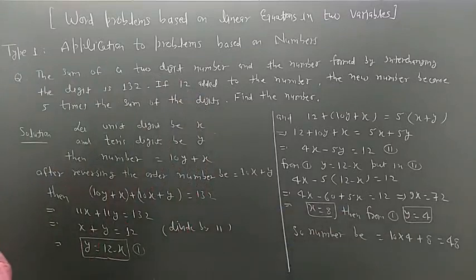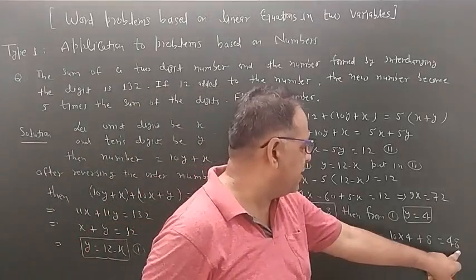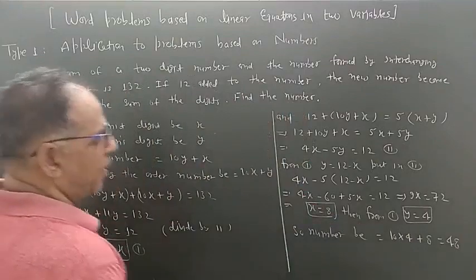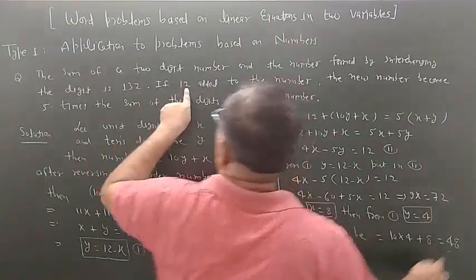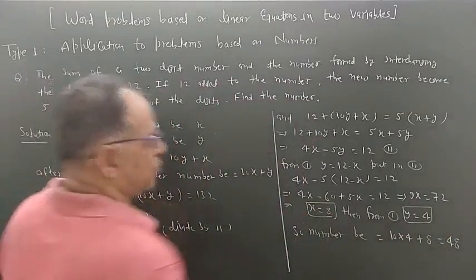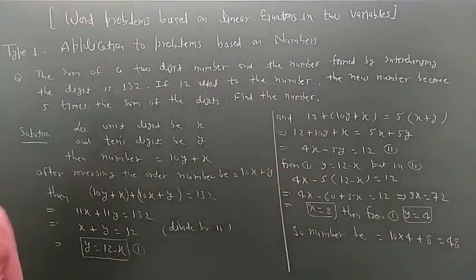If we want verification, 48 after interchanging the digits becomes 84. So 48 plus 84 becomes 132. Now if we add 12 to this number, 48 plus 12 becomes 60, and 60 is 5 times 8 plus 4, that is 12. So this is the verification of this question.